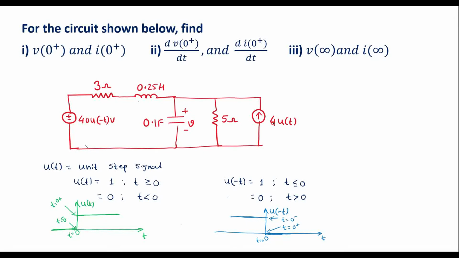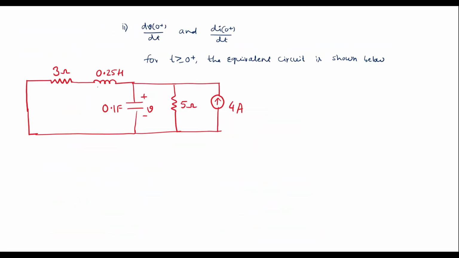The value of the current source will be 4 amp. Similarly, here we have 40 u of minus t V. So if we consider t greater than or equal to 0, its value is 0. That is, the u of minus t value will be 0. So when this value is 0, 40 will also become 0. So the voltage source value will be 0. It means that it acts like a short circuit. So if we consider t greater than or equal to 0, the voltage source acts like a short circuit and there exists only the current source. So this is the equivalent circuit where the voltage source is shorted and there exists only the current source.